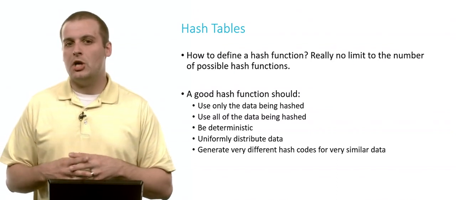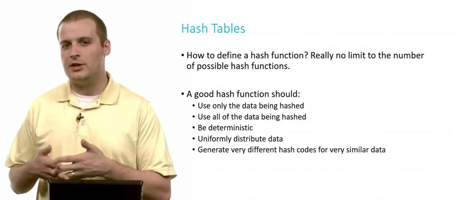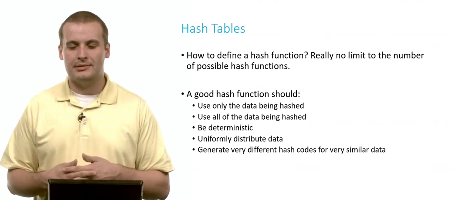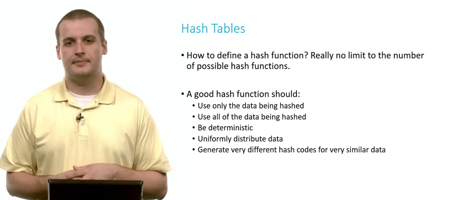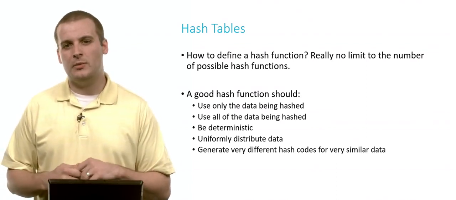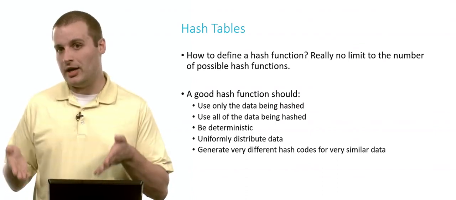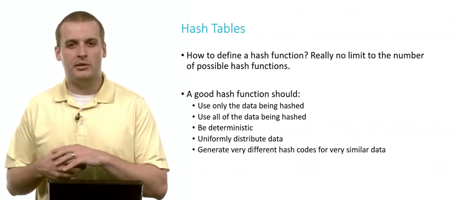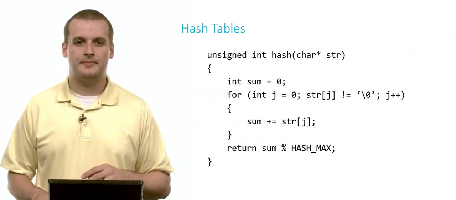A hash function should also uniformly distribute data. If every time you run data through the hash function you get the hash code 0, that's probably not so great, right? You probably want a big range of hash codes so things can be spread out throughout the table. And also it would be great if really similar data, like John and Jonathan, maybe were spread out to way different locations in the hash table. That would be a nice advantage.